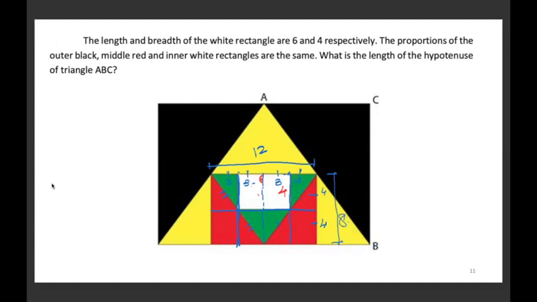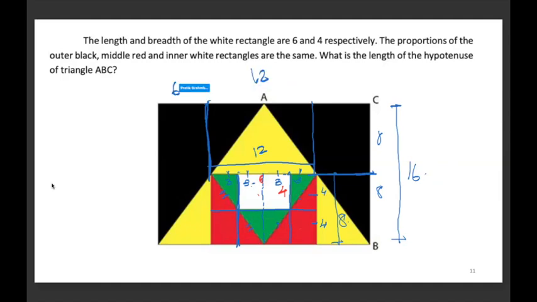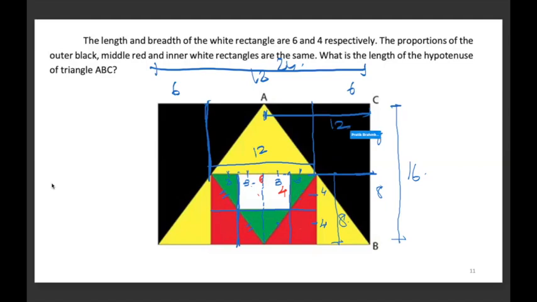Likewise, we can extend that same relationship between the red and the black part also, the same extensions. So this will be 8, this will also be 8, so the total will be 16. This will be 12. This will be 6 and 6. That makes a total of 24, which means this dimension in triangle ABC will be 12.